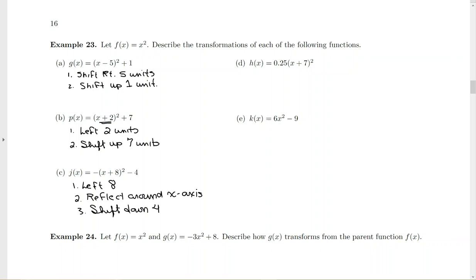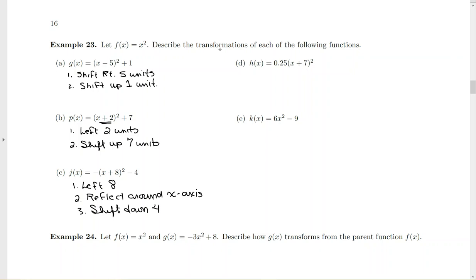It would be the same, by the way, if this parent had been x cubed and then this was negative times (x + 8) cubed minus 4. The directions would still be the same. Go left 8, reflect around the x-axis, shift down 4. It's just that we'd have a different parent function.